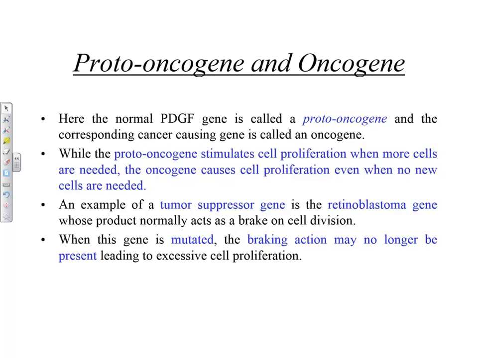Now, another example of a tumor suppressor gene is the retinoblastoma gene, whose product normally acts as a brake on cell division. We talked about this a short while ago. Now, when this gene is mutated, the braking action may no longer be present. Normally the braking action is there, but to get rid of it, you need the growth factors. But if this retinoblastoma gene is mutated, maybe even without the growth factors, the braking action is removed, and then the cell can proliferate. So it could lead to excessive cell proliferation.